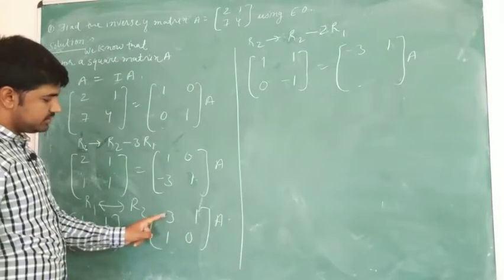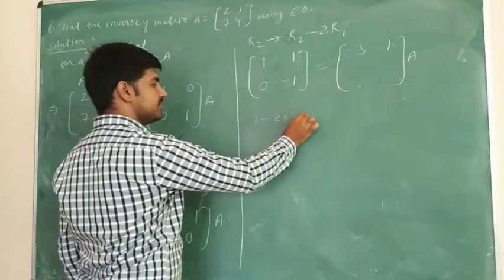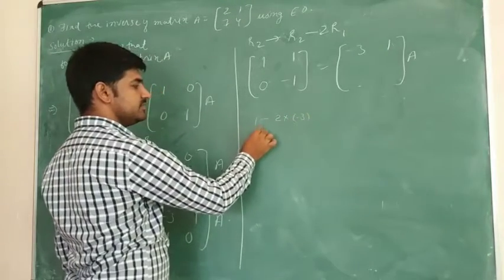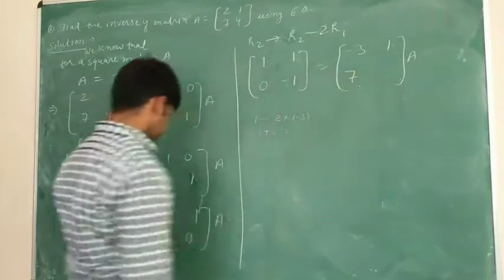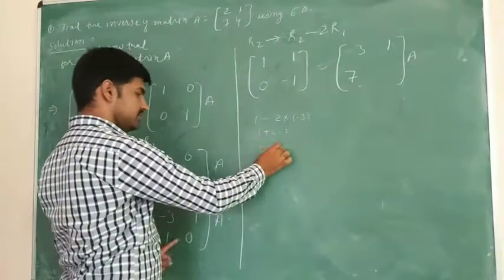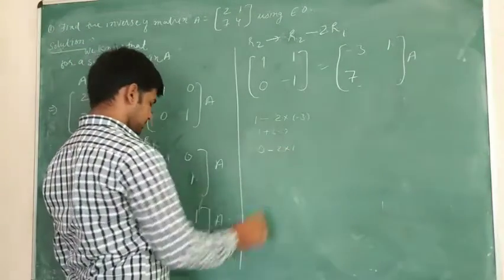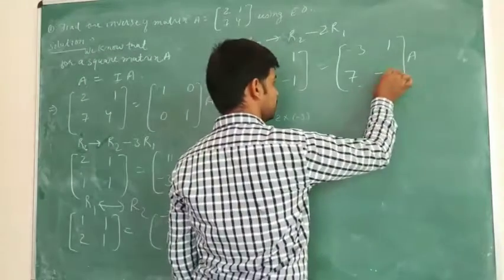1 minus twice of minus 3. So what we get is 1 plus 6 is equal to 7. So I can write here 7. And then 0 minus twice of 1. This is 1. So we get minus 2.